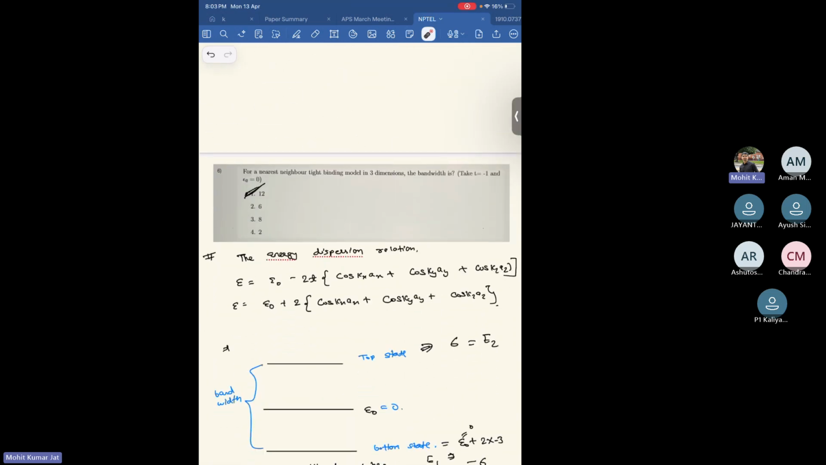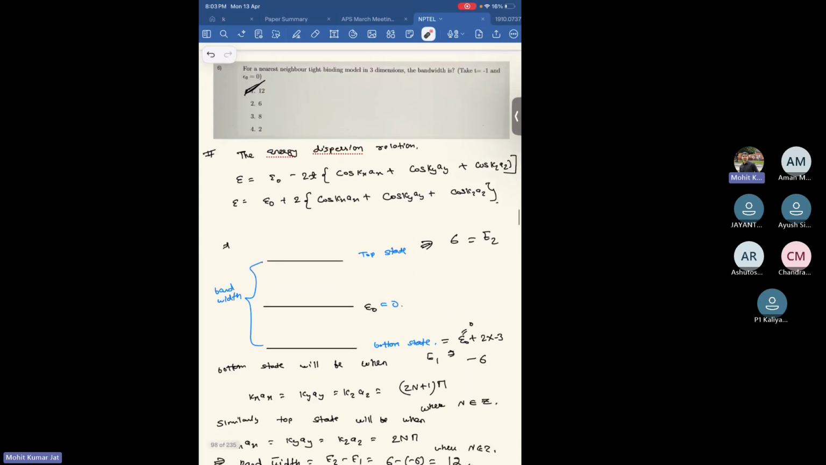For a nearest neighbor tight binding model in 3 dimensions, the bandwidth is... This is about the tight binding model, right? In the tight binding, we have this base energy, which is zero, and then the hopping energy, which is like minus 2t. If it is 1 dimensional, it will be cos kx ax. If it is 2 dimensional, it will be cos kx ax plus cos ky ay. If it is 3 dimensional, it will be cos kx ax plus cos ky ay plus cos kz az. That's how it will be, right?